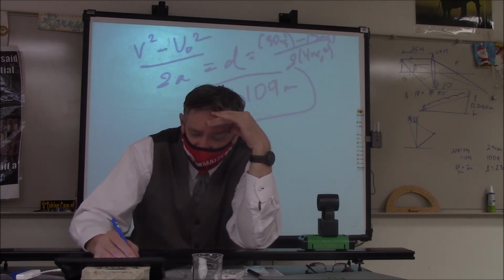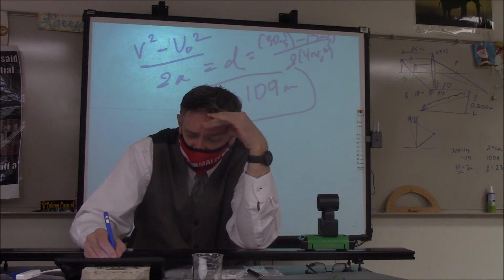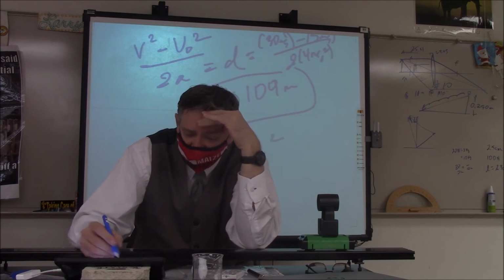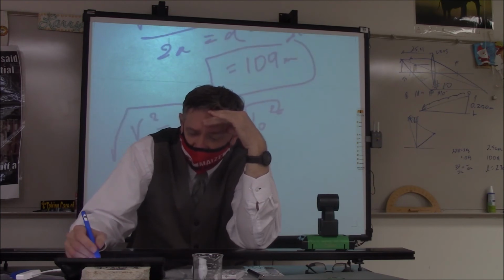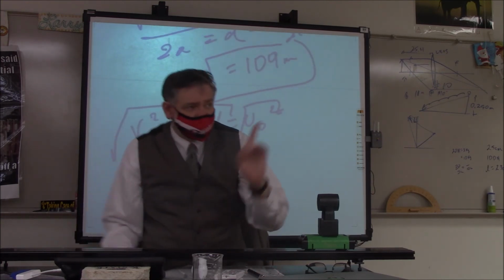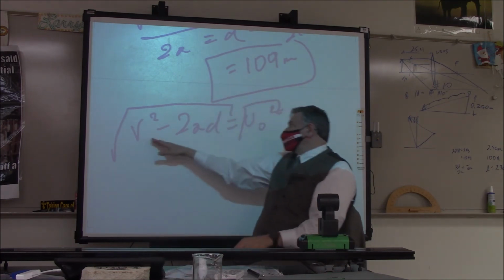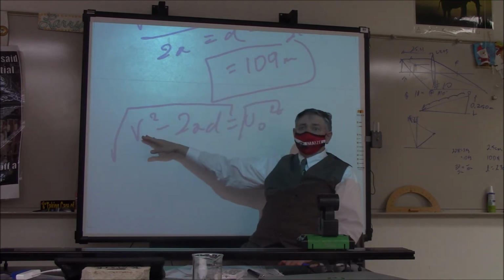So you'd have v squared minus 2ad equals v naught squared. Obviously, you're going to have to take the square root of both sides. Now, when you take the square root of both sides, this is as far as you can go, okay?